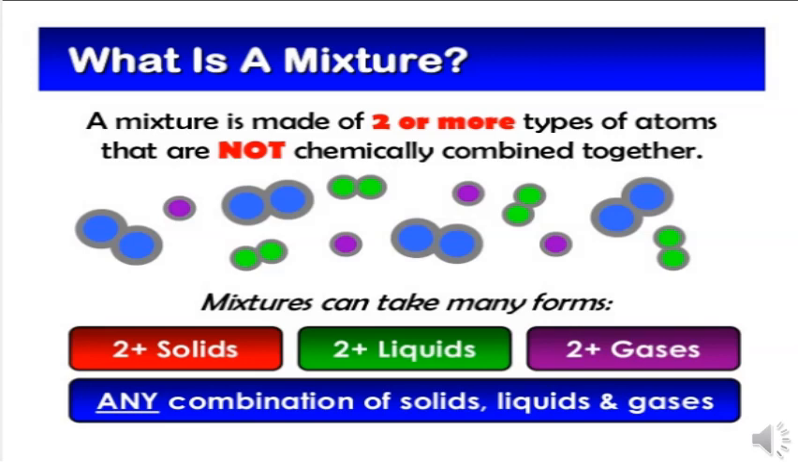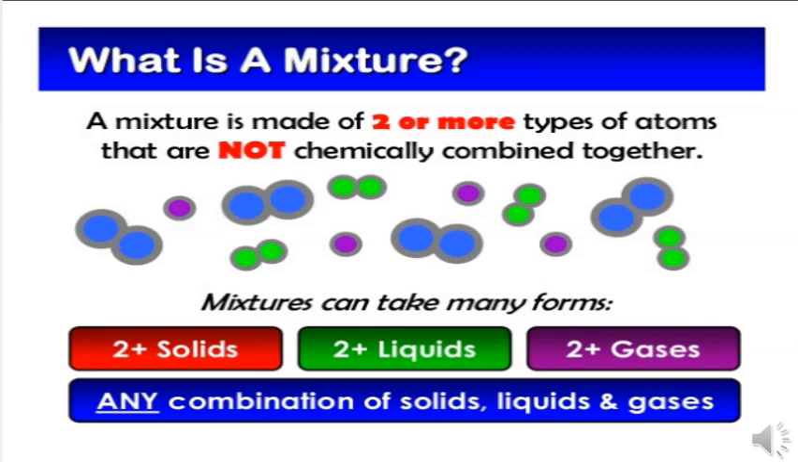Mixtures can take many forms. We can have a mixture of two or more solids. We can have a mixture of two or more liquids. We can have a mixture of two or more gases. Or a combination of solids, liquids or gases all together, but in any proportion.